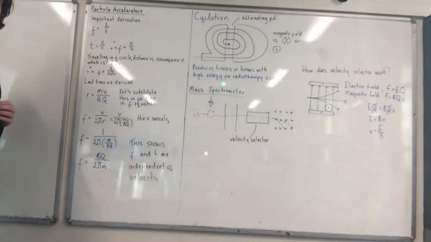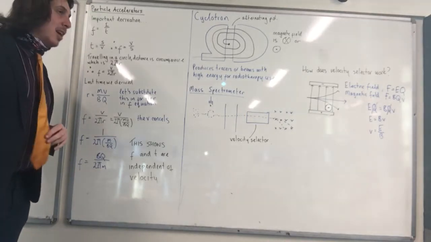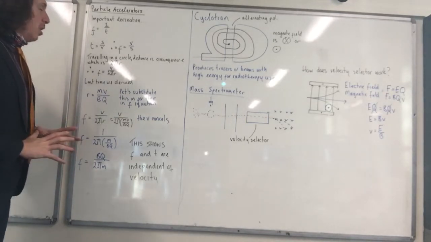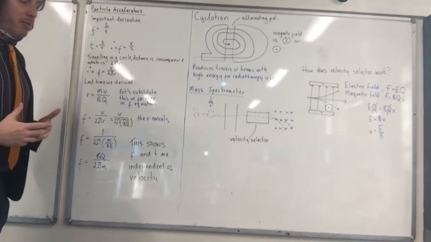So one of the main applications of magnetic fields to produce particles travelling in circular motion are particle accelerators. So devices where particles are accelerated. Okay, one of the important derivations related to this I'm about to go through.